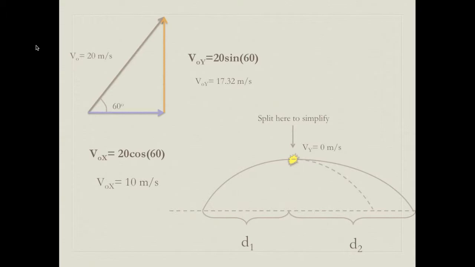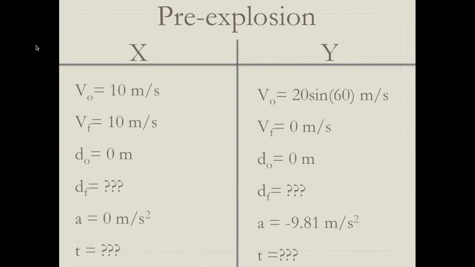At the bottom right I've put a diagram to show where I split the two separate projectile motion equations and charts, one before the split and one after the split, to find the total distance in the x direction. Before the explosion we have all these variables: V0 in the x direction of 10 meters per second, final is the same, D0 is 0 meters because it starts at the origin. The d final is what we were trying to find. The acceleration is 0 meters per second squared and time is unknown.